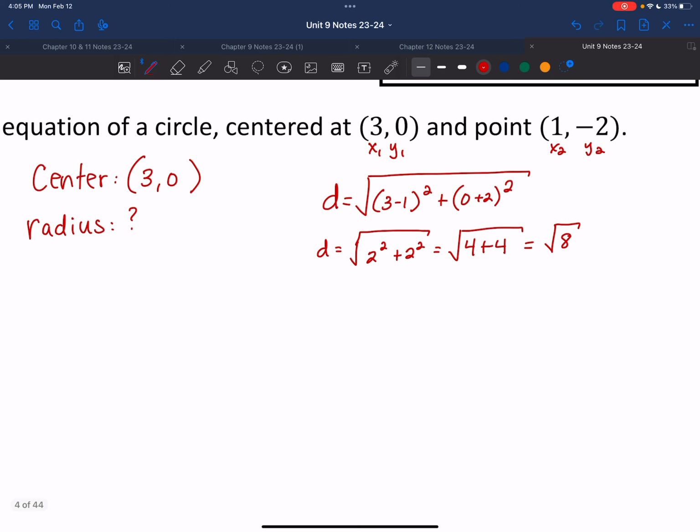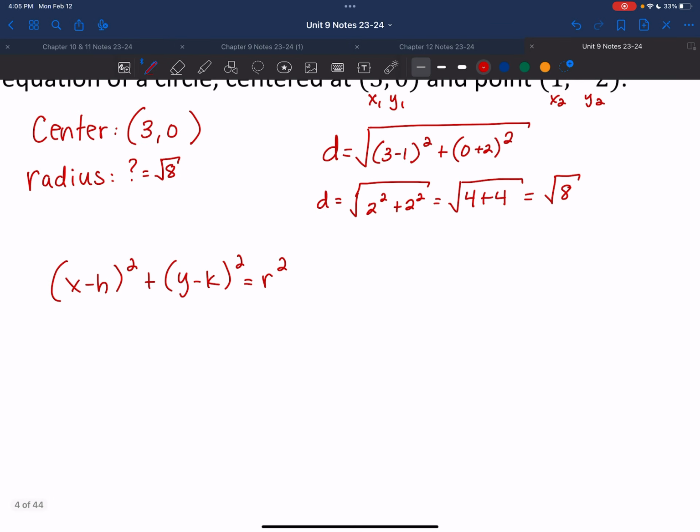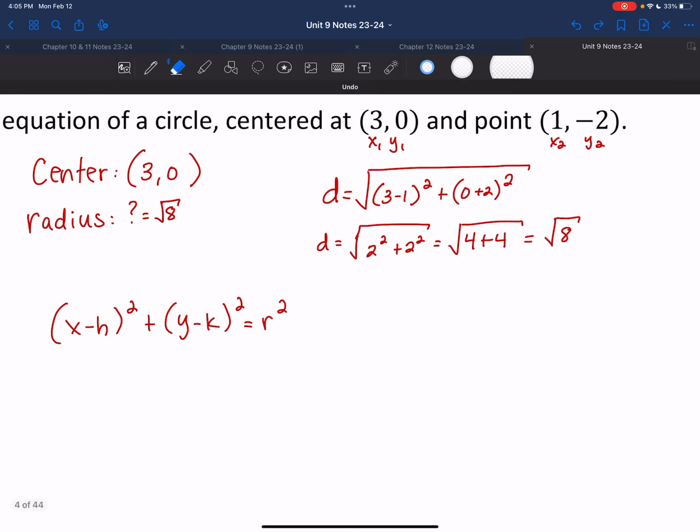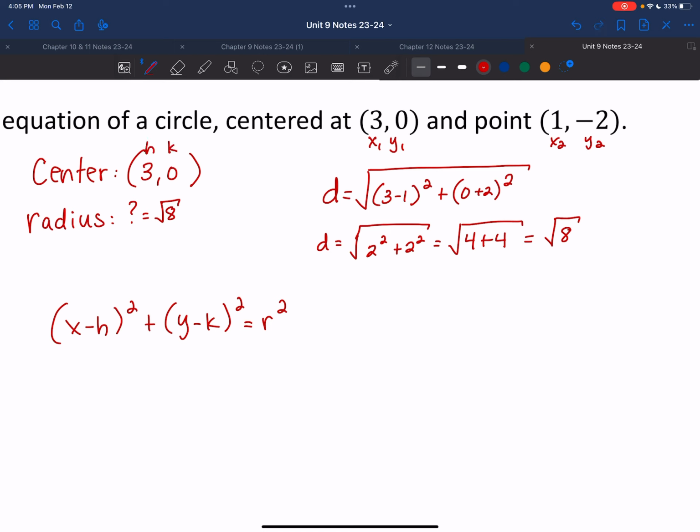All right. Now I've got my radius. It equals the square root of 8. It's not a pretty radius, but it is one. And so whenever I put it into the equation, remember it's (x minus h) squared plus (y minus k) squared equals r squared. The center, this is my h, this is my k. So I'm going to have (x minus 3) squared plus (y minus 0) squared equals r squared. Now, r is the square root of 8, and then I square that.